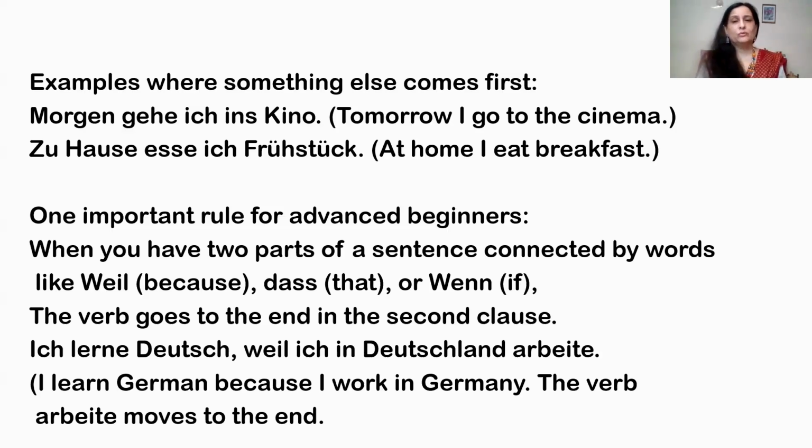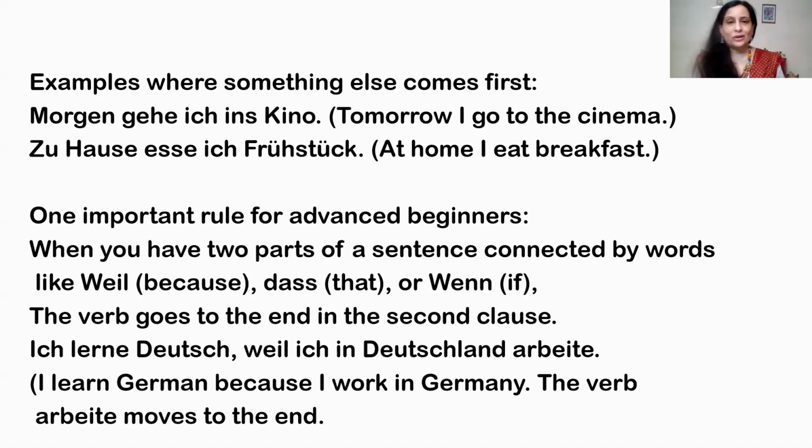Now, one important rule for advanced beginners. When you have two parts of a sentence connected by words like weil, sometimes there are two parts in a sentence, right? Weil is because, dass is that, or wenn is if. Suppose two sentences are connected by these words, then how will it happen? The verb goes to the end in the second clause. Okay, I will explain this with an example.